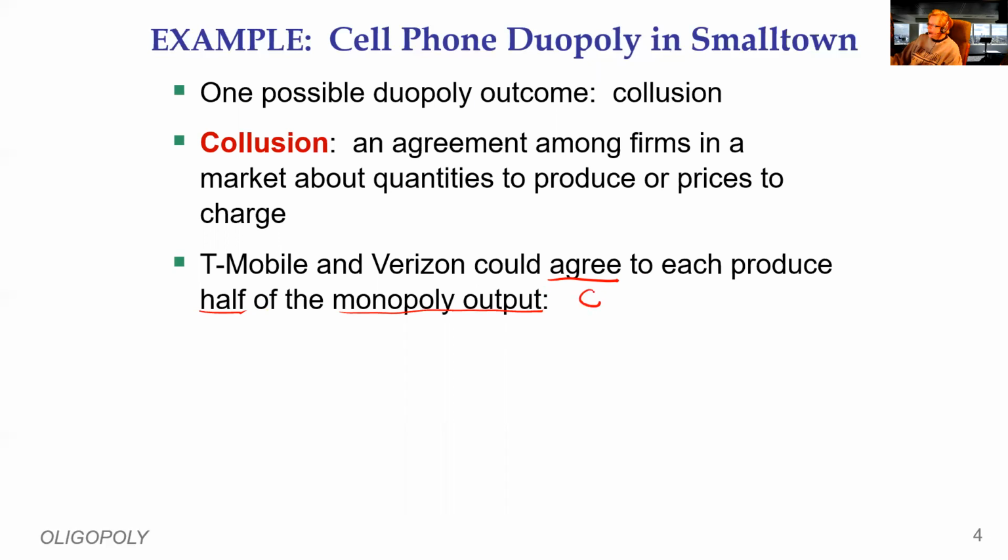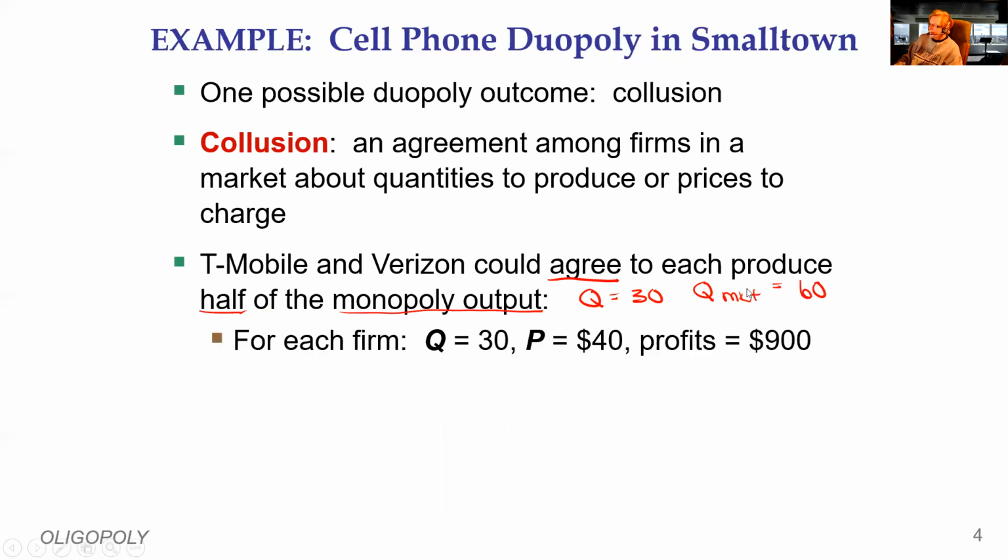In this case, they each agree to produce 30 each, so the quantity in the market will be 60, and that's just the 30 times the 2. So for each firm, the profitability ends up being 900. Let's look at how we determine that. Remember that profit is equal to total revenue minus total cost. Our total revenue is equal to price times quantity. In this example, our total cost is just marginal cost times the quantity. So let's do that and make sure we get 900 as well.